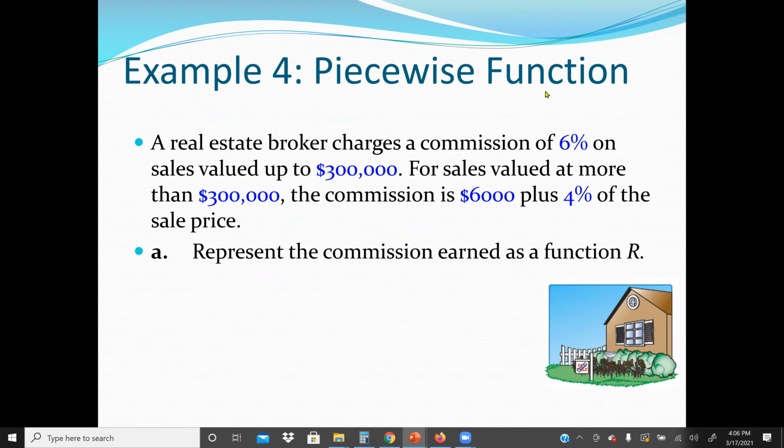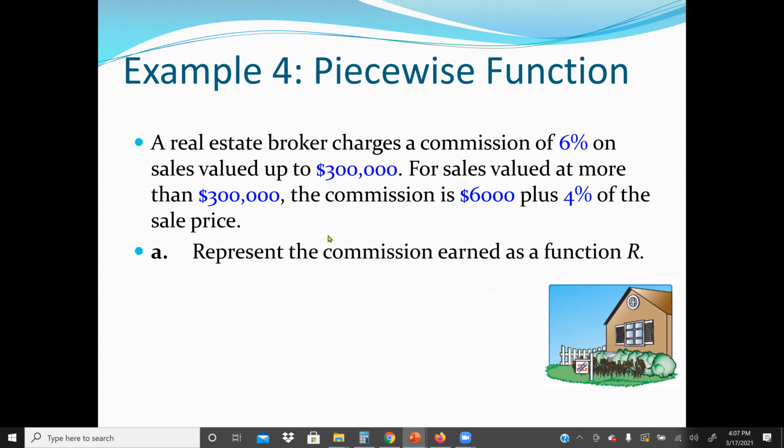Now, this is a piecewise function. A piecewise function means the function is discontinuous somewhere, so we may have two or more equations or functions with different intervals. Here we have a real estate broker who charges a commission of 6% on sales value up to $300,000. Now, for sales value of more than 300,000, the commission will be 6,000 plus 4% of the sale price.